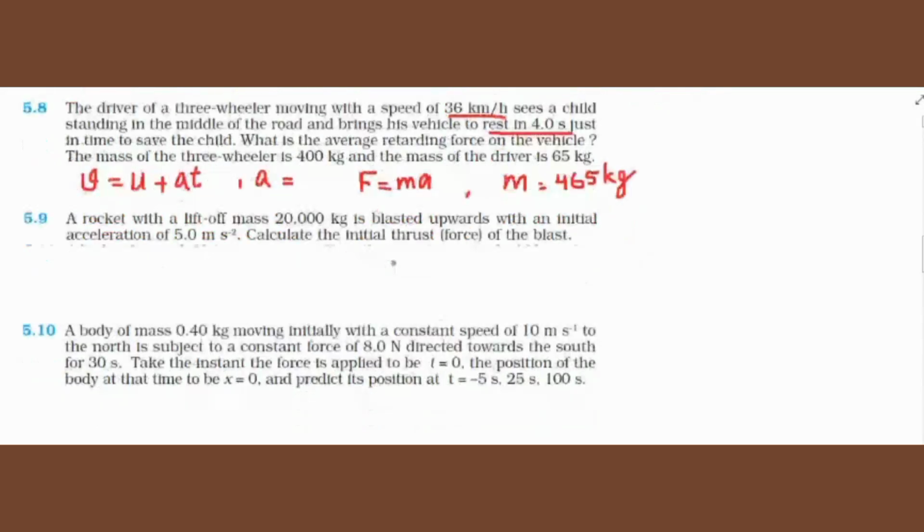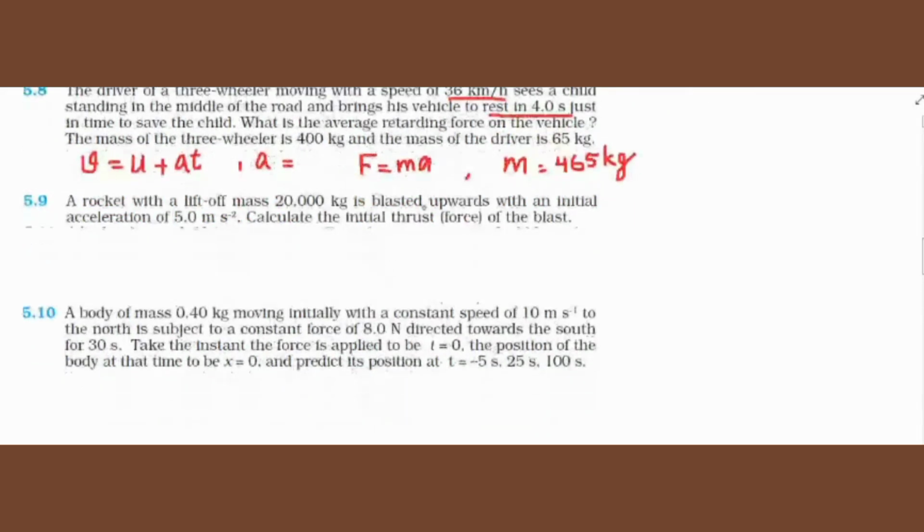Okay, now next question 9. We have discussed this already. A rocket with a lift off mass 20,000 kilogram is blasted upwards with an initial acceleration 5 meter per second square. Calculate the initial thrust. Thrust means force only. F is equal to M into, as it is going upward, you have to take G plus A. We have discussed the reason for this formula. So use the formula F is equal to M into G plus A.